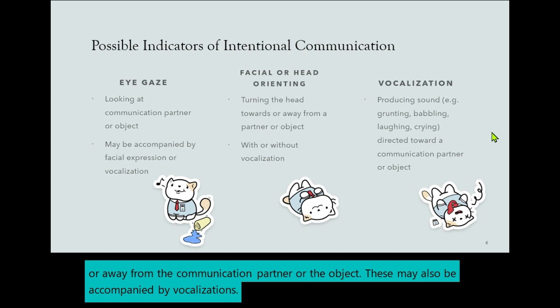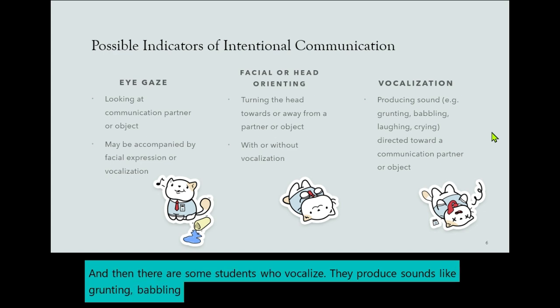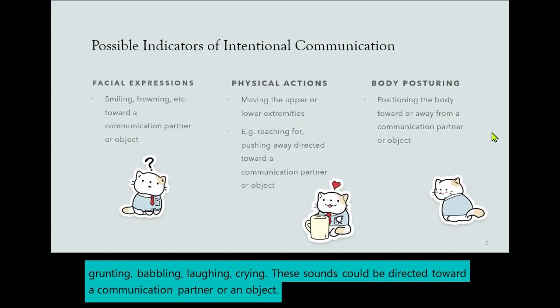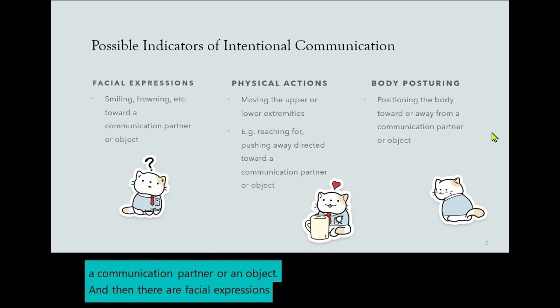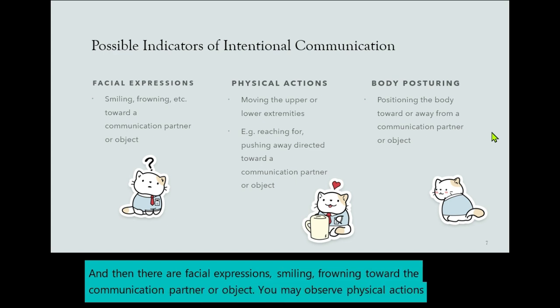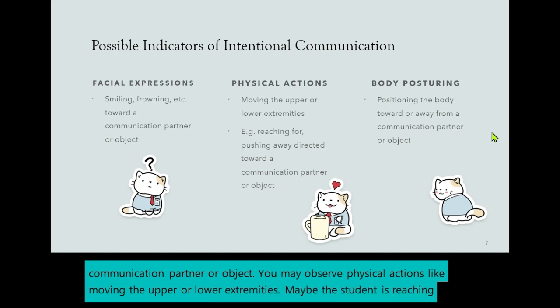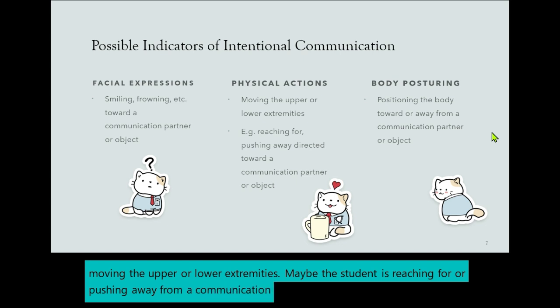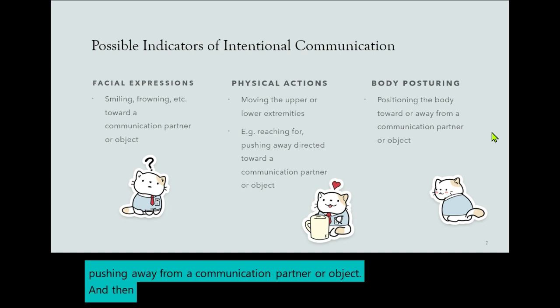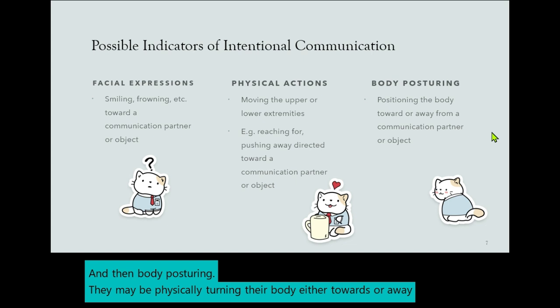And then there are some students who vocalize. They produce sounds like grunting, babbling, laughing, crying. These sounds could be directed toward a communication partner or an object. And then there are facial expressions, smiling, frowning toward the communication partner or object. You may observe physical actions like moving the upper or lower extremities. Maybe the student is reaching for or pushing away from a communication partner or object. And then body posturing. They may be physically turning their body either towards or away from a communication partner or object.